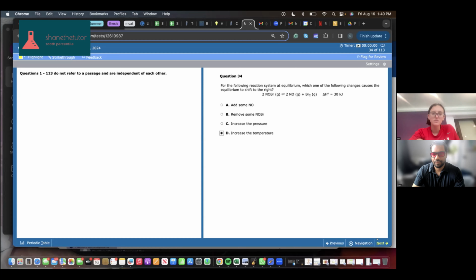I guess this one, I think. Tell me about it. Which of the following changes causes equilibrium to shift to the right? Is this K stuff?